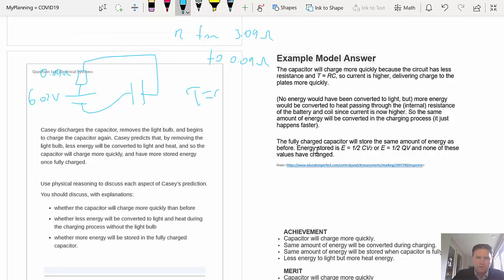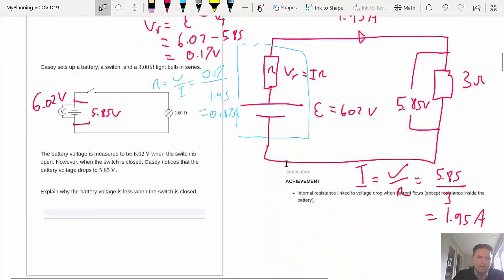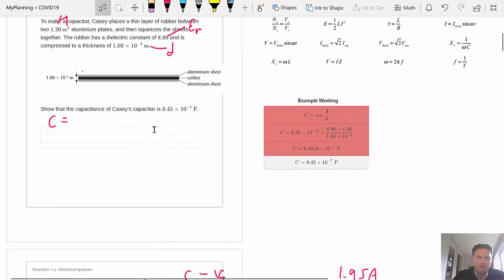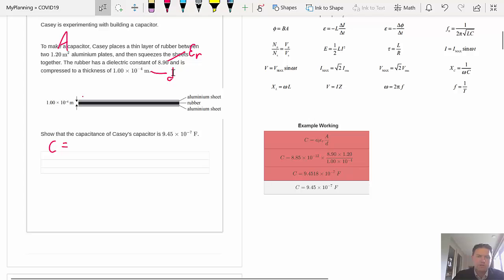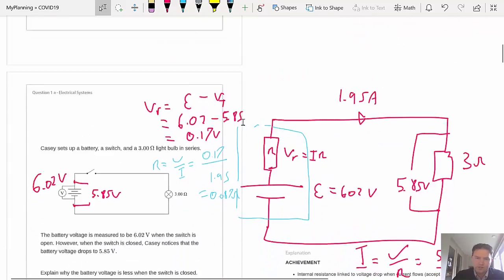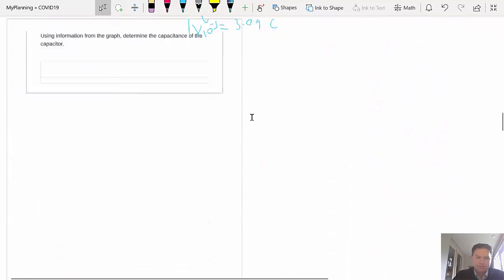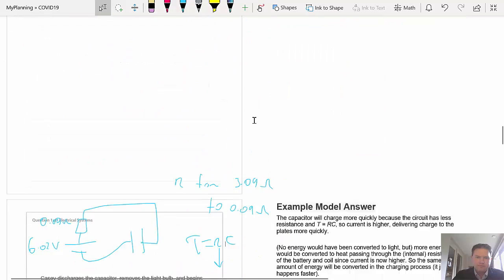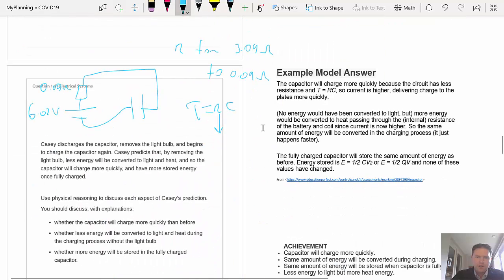And if we've got tau equals RC, has the resistance changed? Yes, it's gone down. Has the capacitance changed? No, because the capacitance is dependent on the physical components of the capacitor, so it's dependent on the area, which hasn't changed. It's dependent on the dielectric, which hasn't changed, and the distance between the plates, which hasn't changed. So the capacitance is the same, and so this is fixed. And so the time constant has to have gone down. So use physical reasons to discuss the aspects.